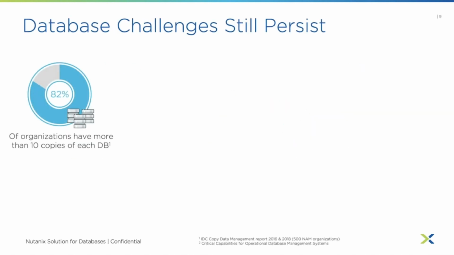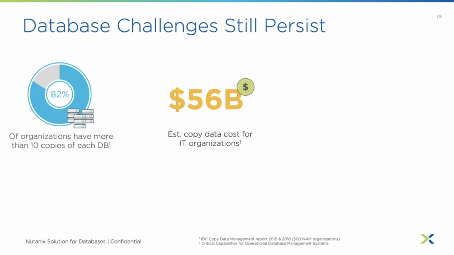But we still have challenges. What we find is that 82% of organizations have more than 10 copies of each database. On the surface, that doesn't seem like much, but when you add to that multiple databases, in other words, if you have 200 databases in production, and each of those production databases has 10 copies, it quickly adds up. And so this leads to, by 2020, an estimated cost of $56 billion in what we call copy data costs.